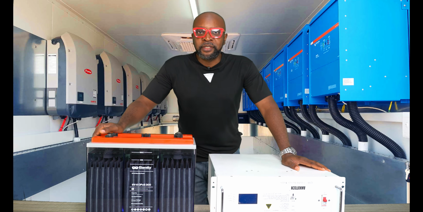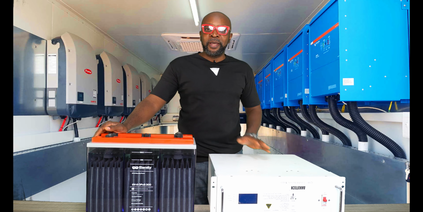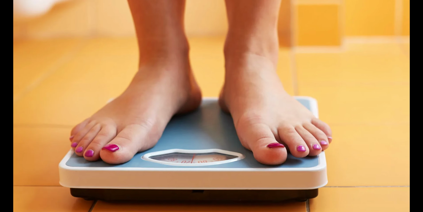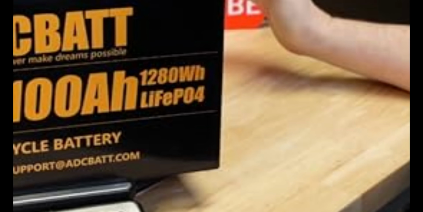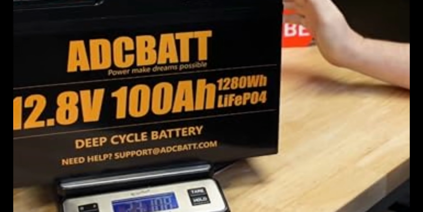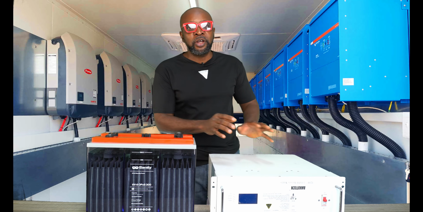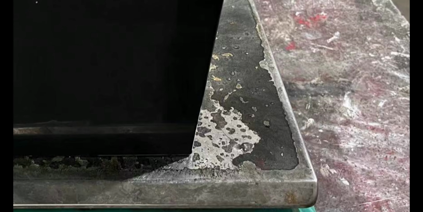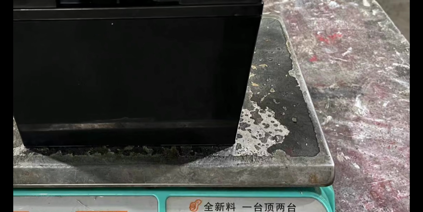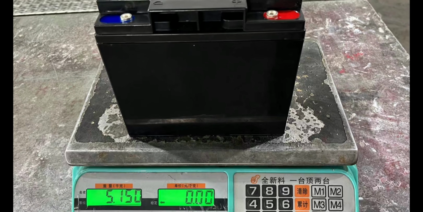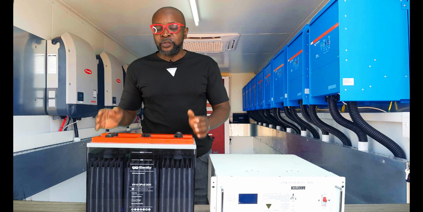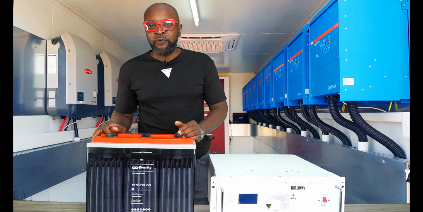So let's look at the weight. The lithium battery, as compared to the tubular battery, is considered to be a lightweight. So the lithium battery weighs less than a tubular battery. I always try to convert the value of the lithium battery into the tubular battery. This is a 5.1 kilowatt lithium battery. This lithium battery here weighs around 54 kg, whilst 1 unit of the tubular battery weighs 54 kg.